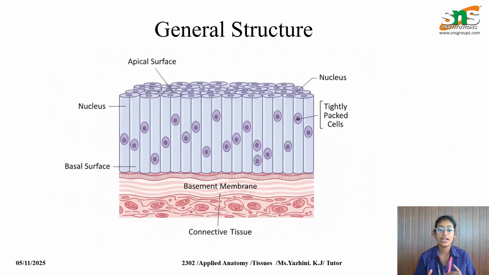From this, we can understand the general structure, which has tightly packed cells, and the nucleus is present here. At the beginning is the apical surface, and the basement membrane, which is connective tissue, is located at the bottom. This is the general structure of the tissue.